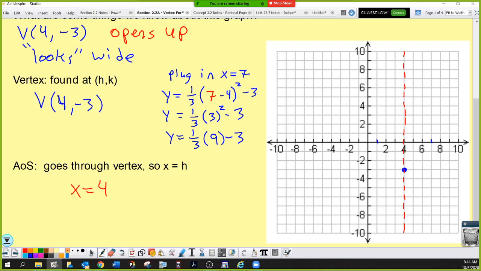Now I have to handle the multiplication. And instead of saying 1/3 times 9, because maybe that's hard, what's 1/3 of 9? 3. And then 3 minus 3 is 0. Oh, so when x is 7, y is 0. How about that? Which means when x is 1, y has to also be 0 because it's a symmetric graph.